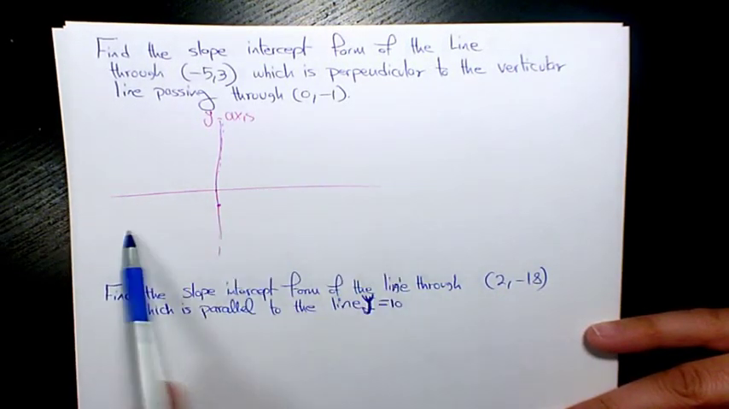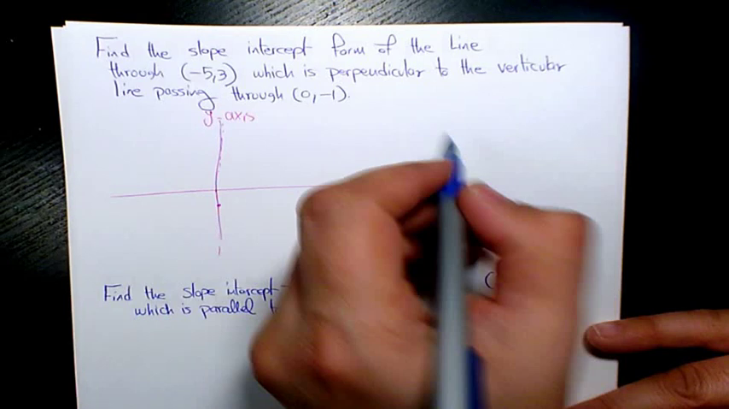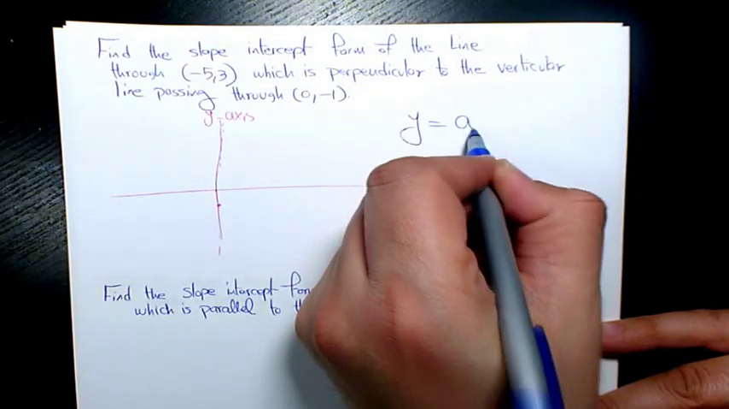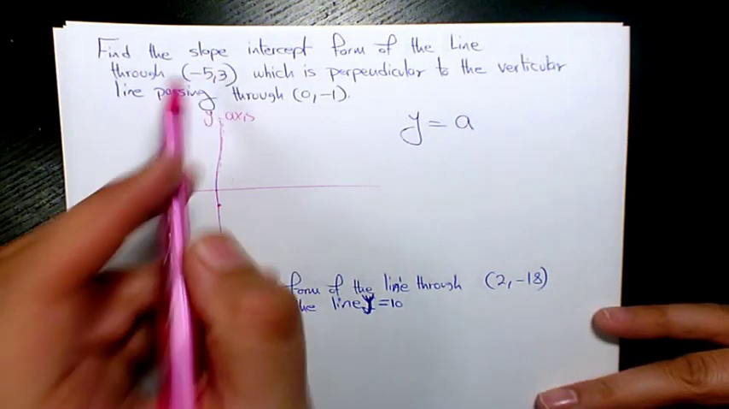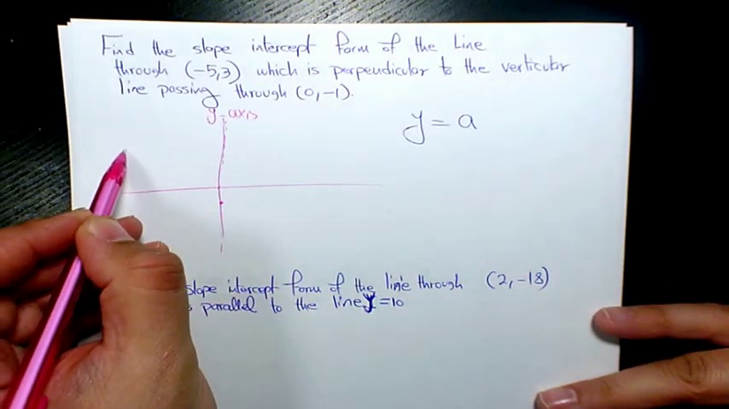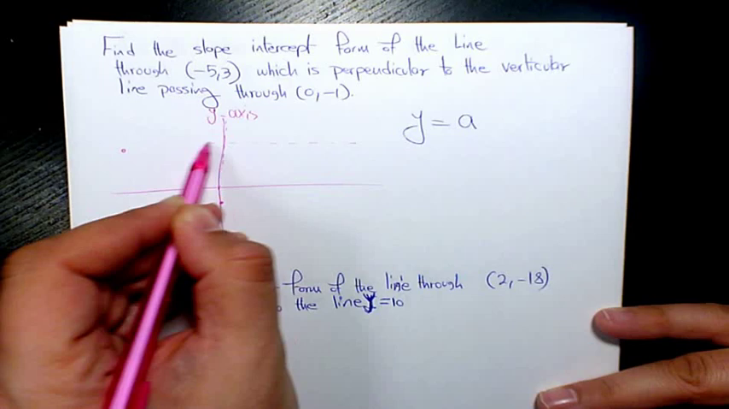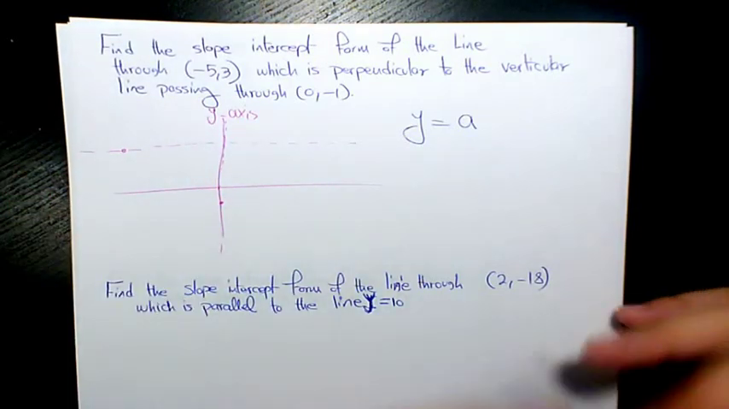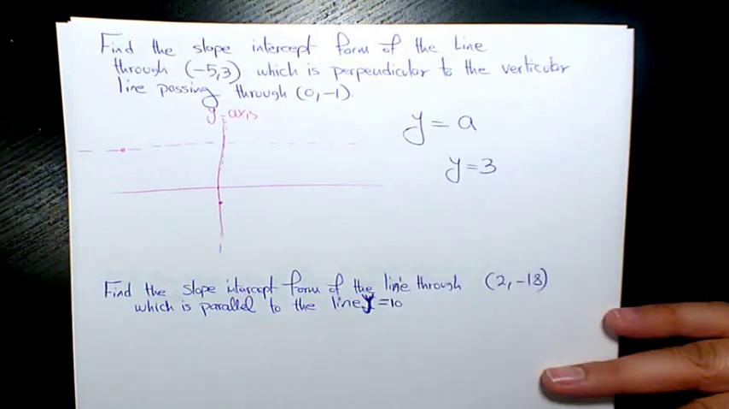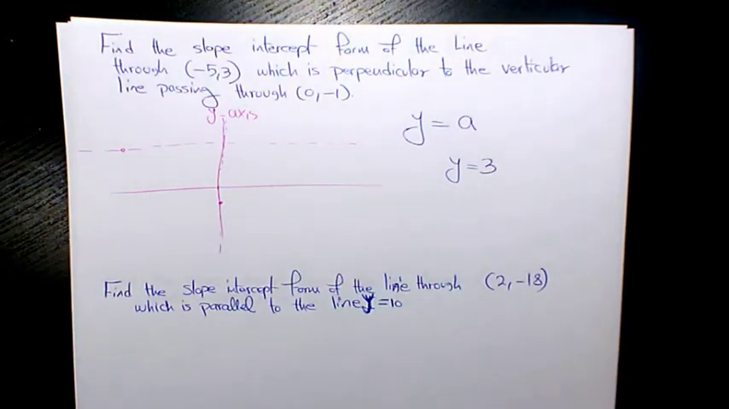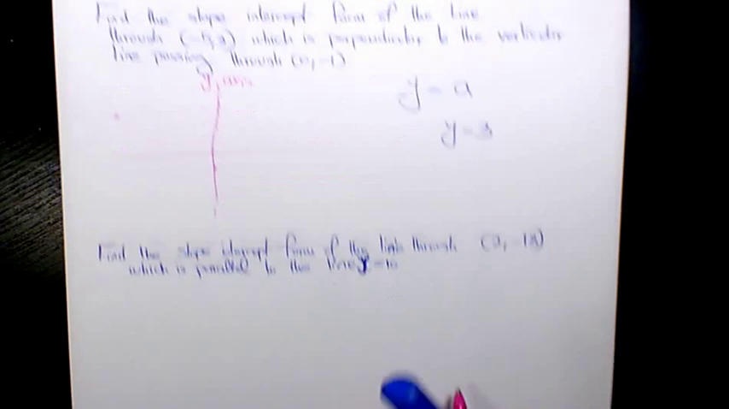When we are dealing with a horizontal line, it means that y has to be equal to a constant number. And since it's passing through the point negative 5 and 3, it means that y has to be equal to 3. So that's going to be the equation of line. y equals 3. Next example.